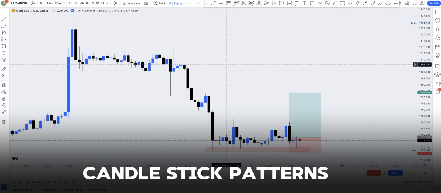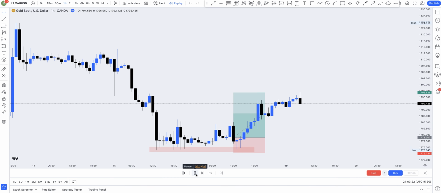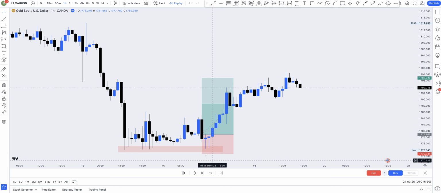So that is why I talked about only that, and you can see how price is playing nicely to the upside. So our take profit has been triggered nicely because of this pin bar. You see how powerful this candlestick pattern is. Now let's move to the other candlestick pattern I want to talk about.